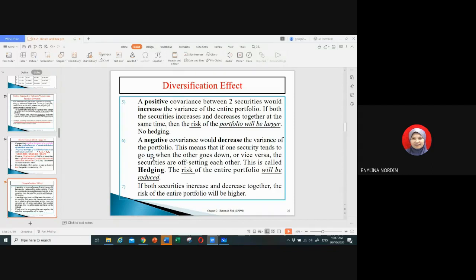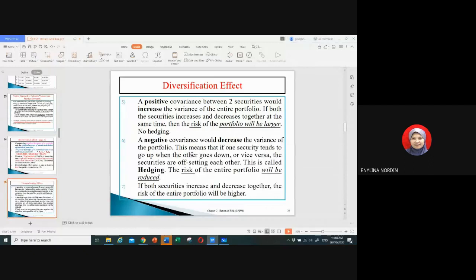Contoh, you invest duit you tadi RM1,000, 60% in Proton, 40% in Perodua. Both are in automotive industry. Jadi kalau automotive industry jatuh, maknanya dua stocks return akan jatuh. Tak ada stock lain yang akan cover the losses tadi.